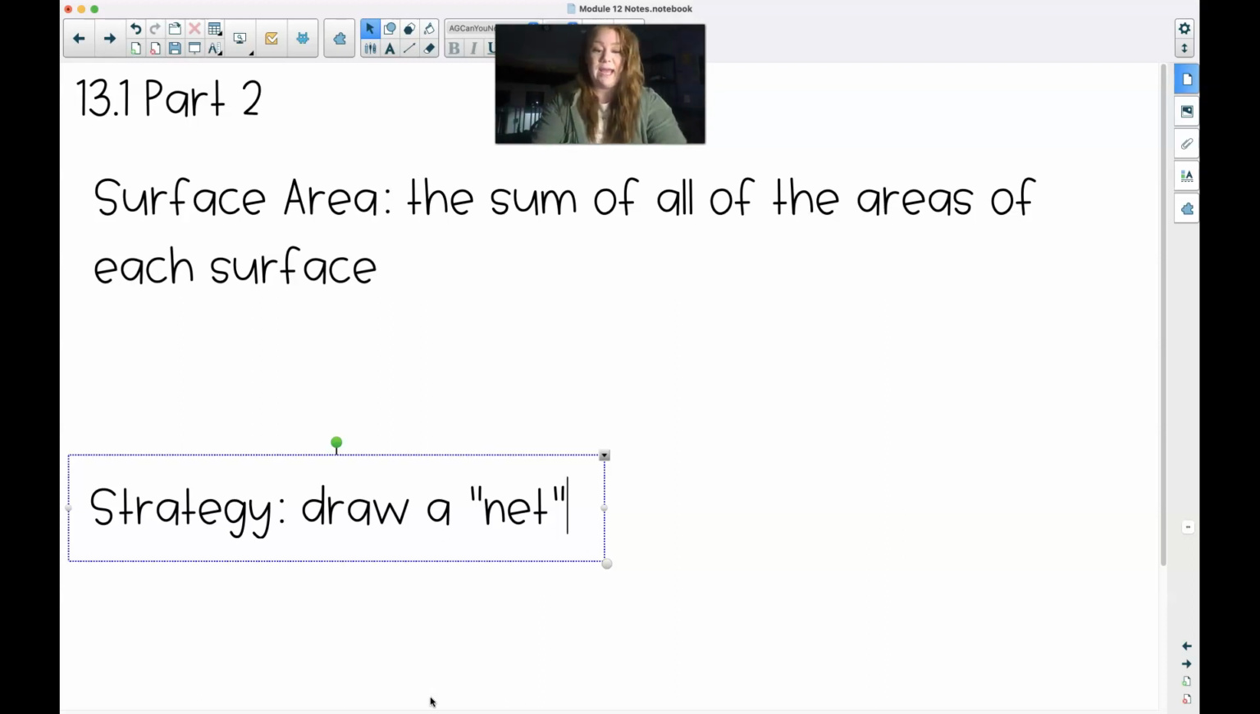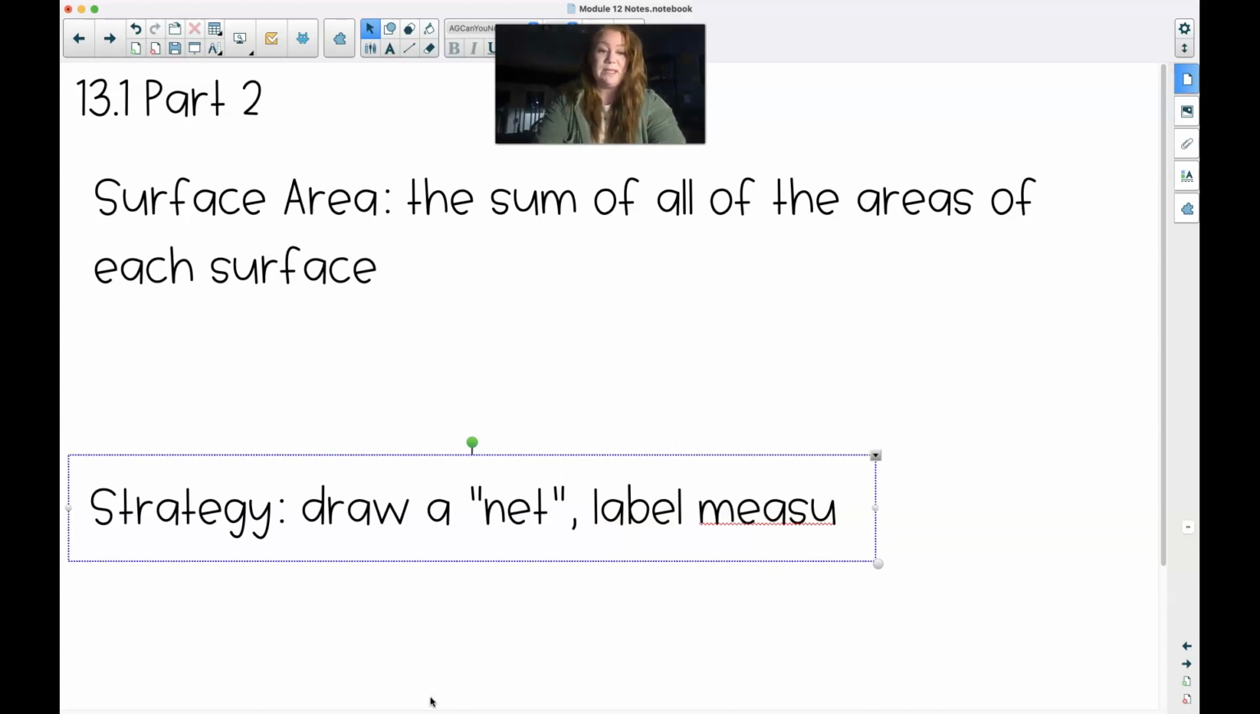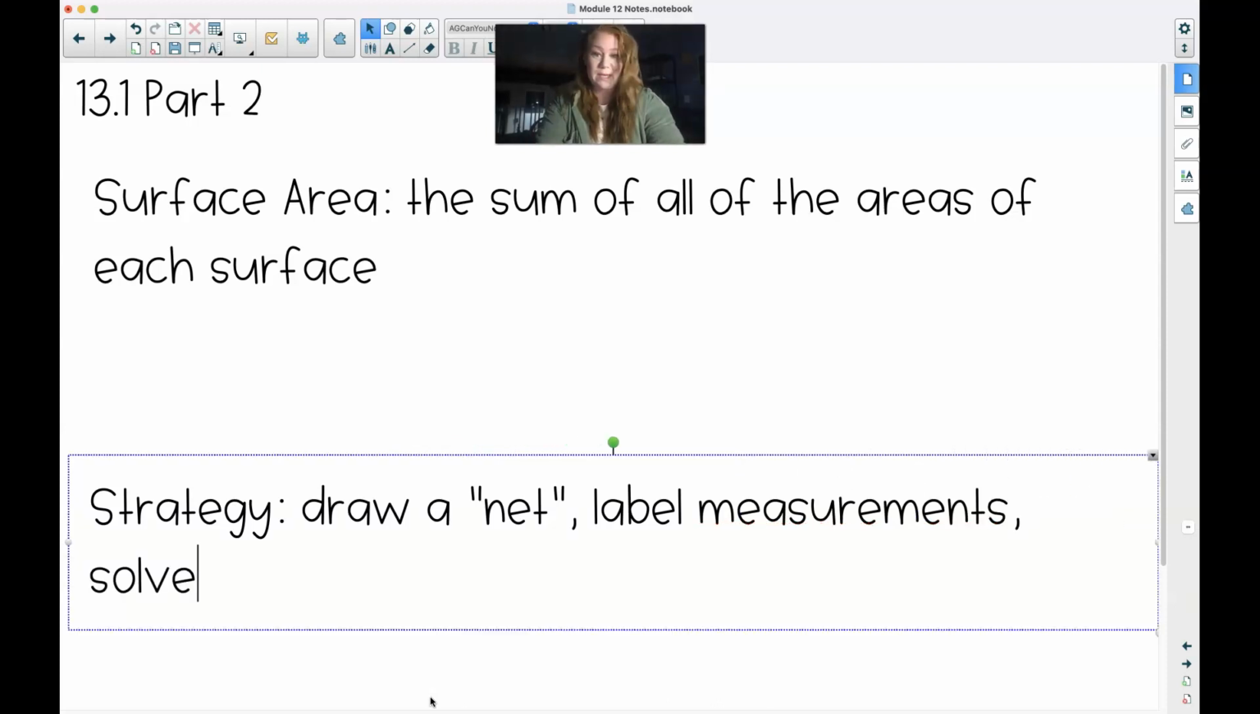So to draw a net, to label measurements, solve each one, and then add them all up. So we're going to take a look at what I mean for each of those.